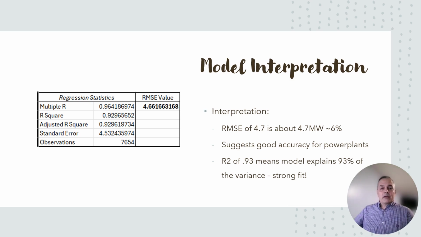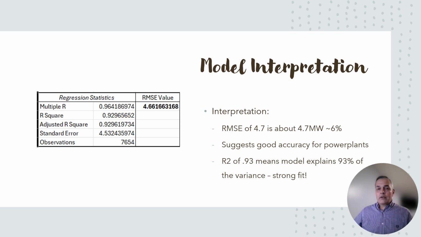That's about 6% of the PE range, suggesting good accuracy for power plant operations. The R-squared of 0.93 indicates the model explains 93% of the variance in PE. So it's capturing most of the environmental effects on energy output.